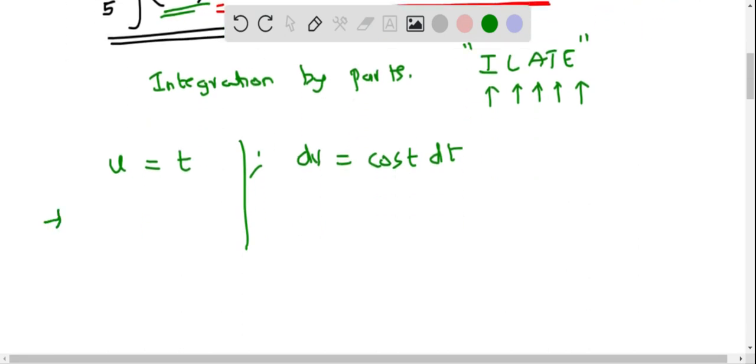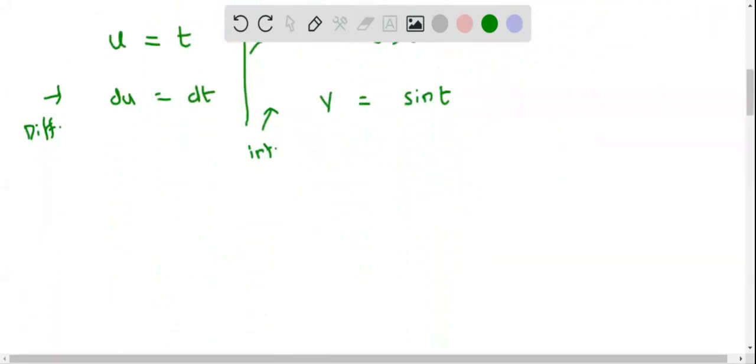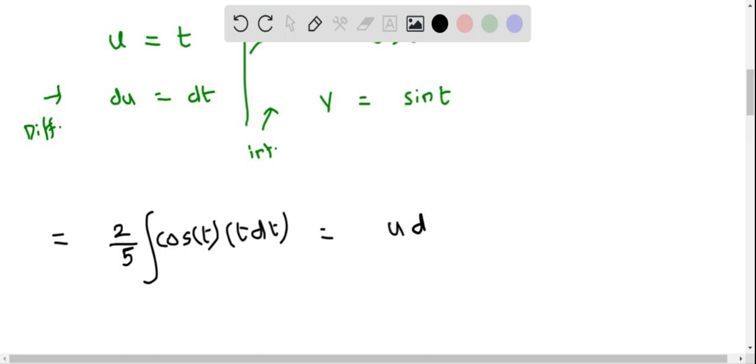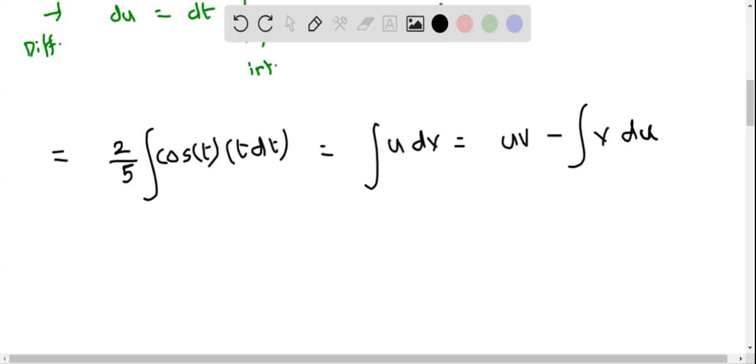Now this side I have to differentiate. So I differentiate like this, du equal to dt, and this side I have to integrate. So when I integrate dv, I get v, and then integration of cos t is sin t. So now we have all the terms we can apply in the formula. So let me first copy that. So far we have 2 by 5 integral of cos t dt. So this is in the form of u dv, and this says the formula is uv minus integral of v du. So let's substitute the u and dv here.